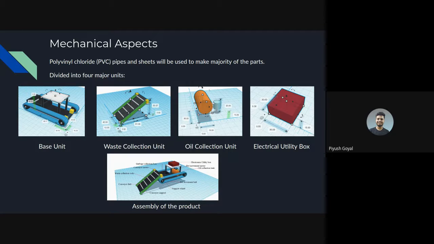The first one is the base unit that is responsible for the movement of the bot in the water body. Then we have the waste collection unit, which consists of a conveyor belt and waste collection rods, which is responsible to collect waste that is floating on the surface of water. We have the oil collection unit, which basically sucks the lubricants and the oil that is spilled over the surface of water, and the electrical utility box, which contains the electrical and electronic components. The fifth image can be seen and can be used as a reference for the assembly of the product.